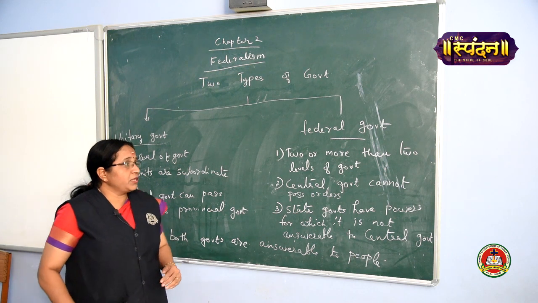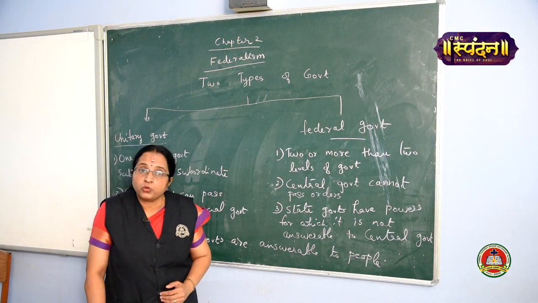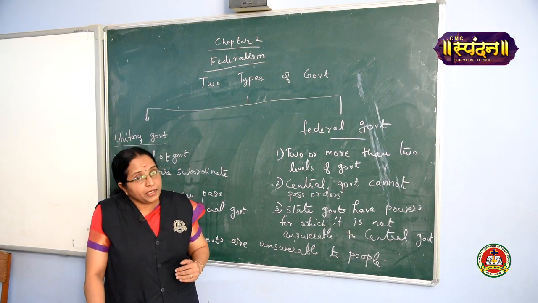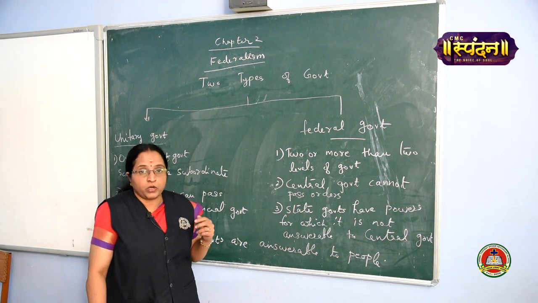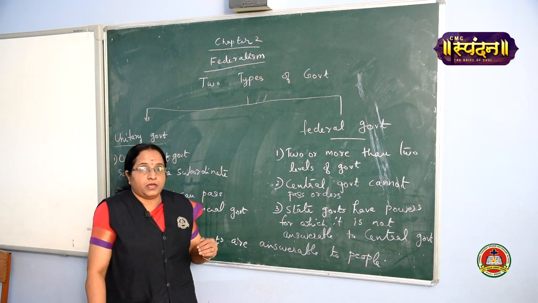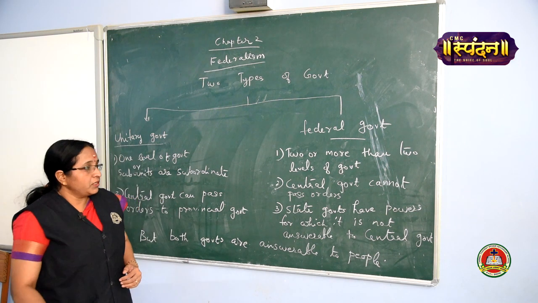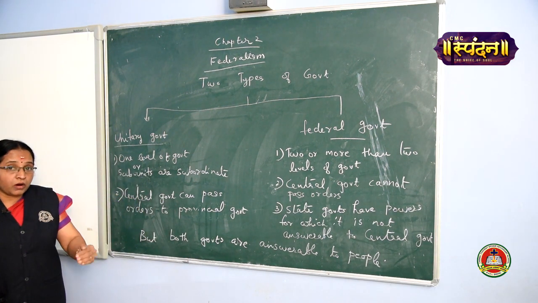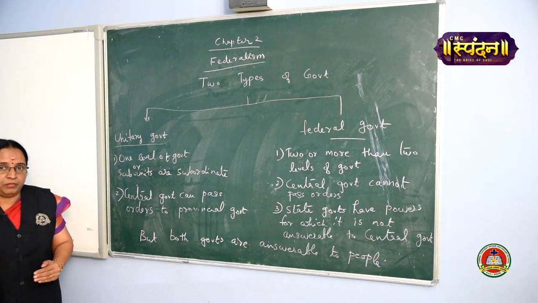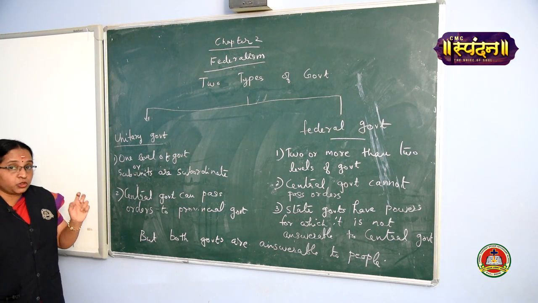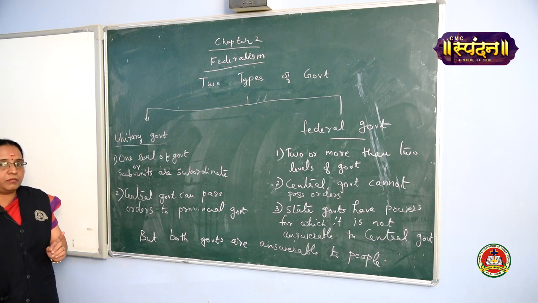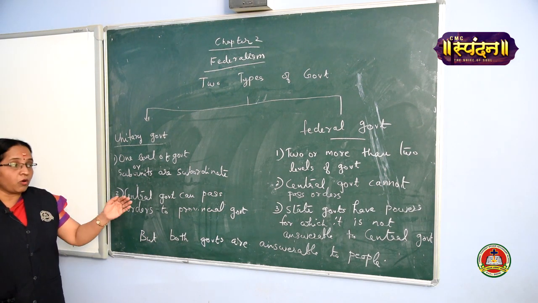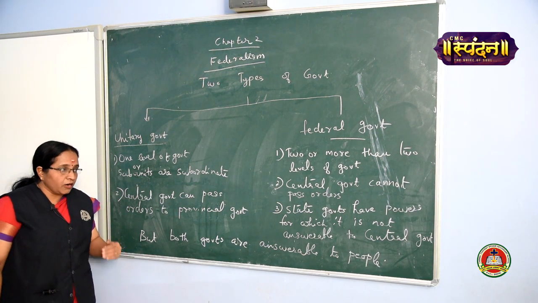Federal government means there will be 2 or more than 2 levels of government. Clear? 2 or more than 2 levels of government, and here the central government cannot pass orders to the state governments. That point is to be noted. The central government cannot pass orders to state governments.